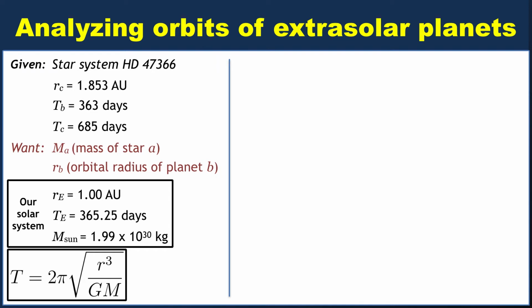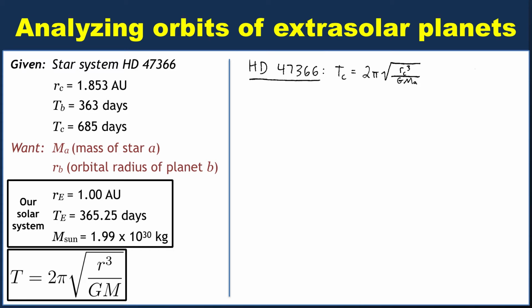Well, to do this, first let's just write down an equation that applies to system HD 47366, and that involves the period of planet C. So T sub c, the orbital period of planet C, basically the length of that planet's year, is 2 pi times the square root of its orbital radius cubed divided by big G times the mass of the central star A. Remember, the mass in this equation is the big mass. In this case, the star's mass is so much greater than the planet masses that we just have to put m sub A down there. Big G is a constant that we're going to factor out. We don't even need to know its value.